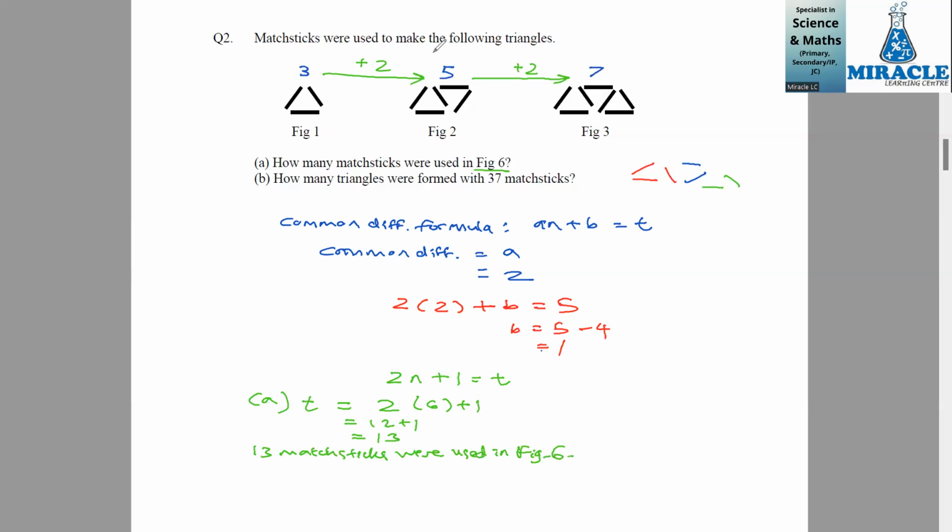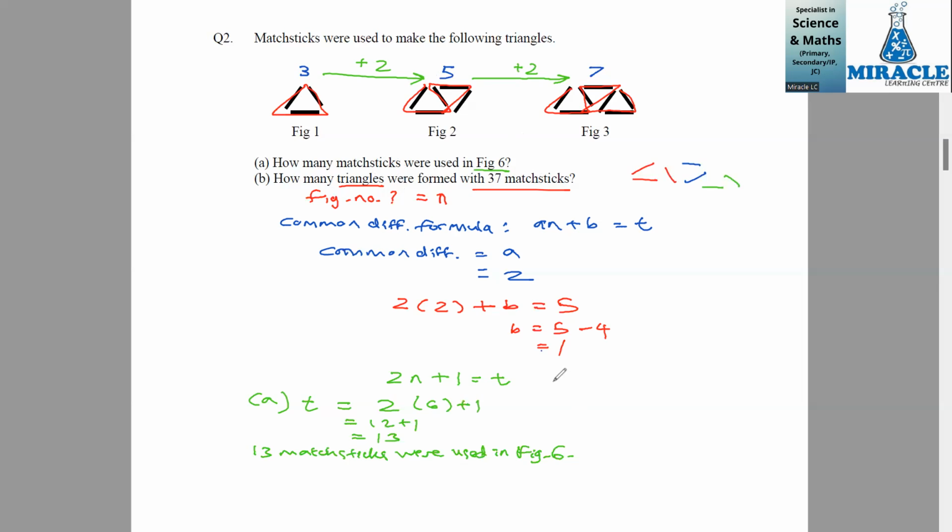Okay, on to question B. How many triangles were formed with 37 matchsticks? So we notice that in figure 1, we have 1 triangle. For figure 2, we have 2 triangles. And figure 3, we have 3 triangles. So this question, in other words, is asking for the figure number in which there are 37 matchsticks. So the figure number would be n. So we want to find n.